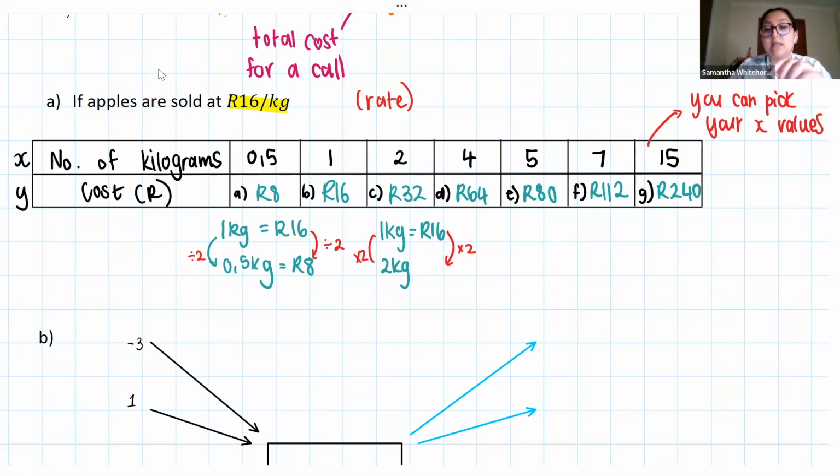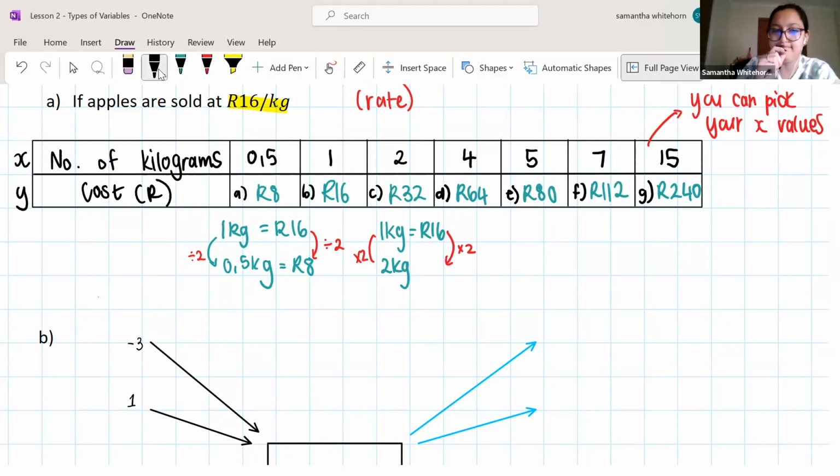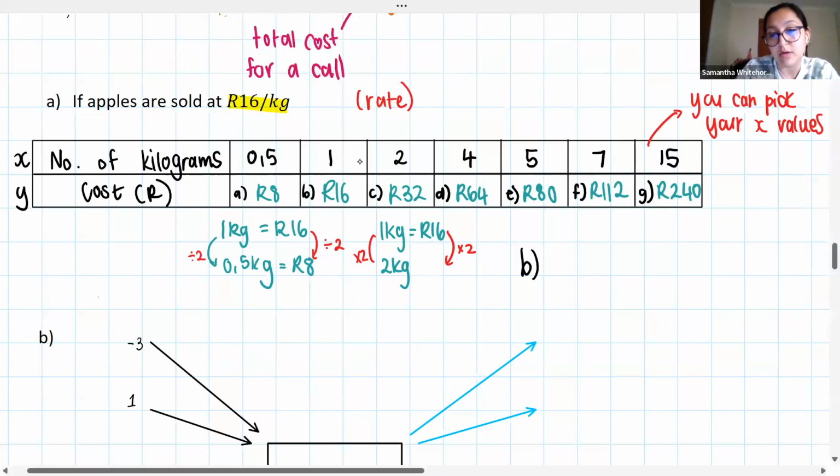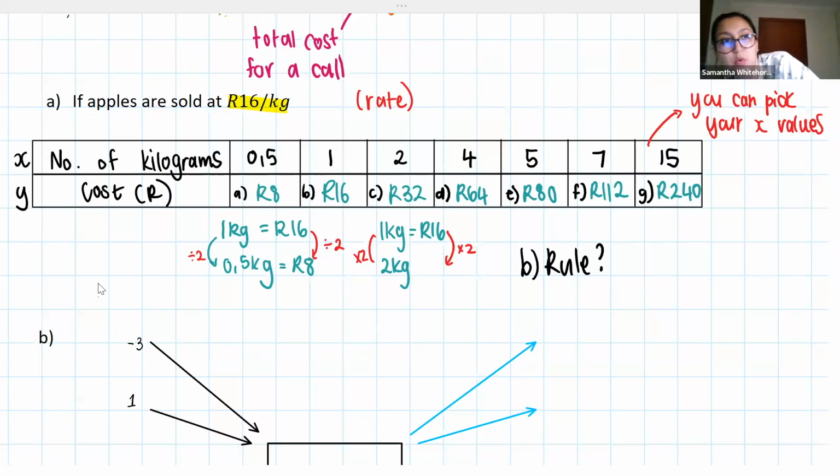So my second question to you guys is, what is the rule? I'm not going to try to write out a whole question. What would the rule be for this relationship between the number of kilograms of apples bought and the cost? So you have a think. I'm going to ask someone to raise their hand to give me an answer, so I'm warning you now. What would your rule be? I'll give you 60 seconds to think about it. If I asked you for a rule to describe this relationship, what would it be?